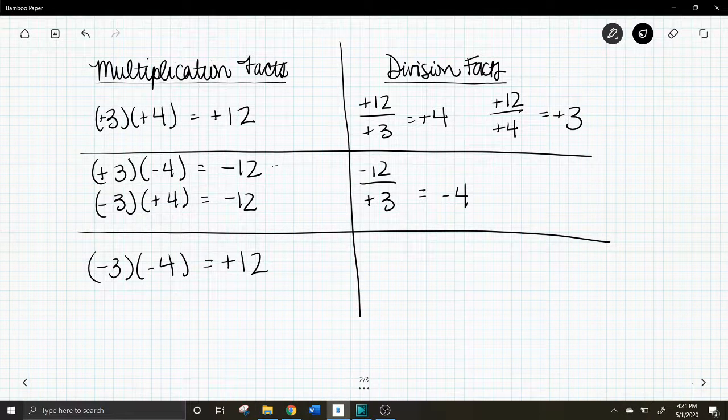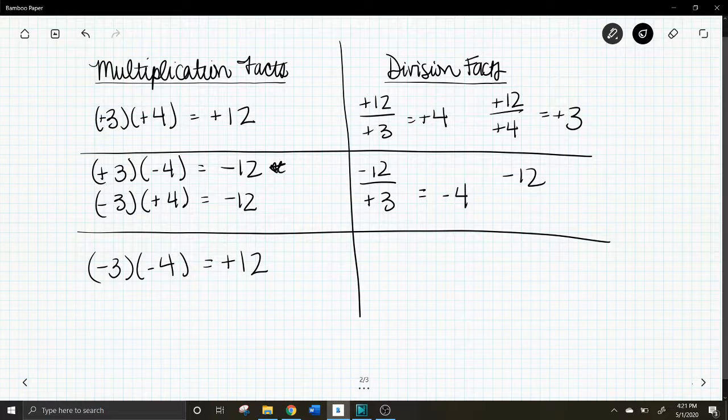Or let's look at this one, a negative. So we're looking at this fact here. First we did 12 divided by +3. Now we're going to do 12 divided by -4. 12 divided by -4 is +3. So look here, a negative divided by a negative is a positive, just like a negative times a negative is a positive.